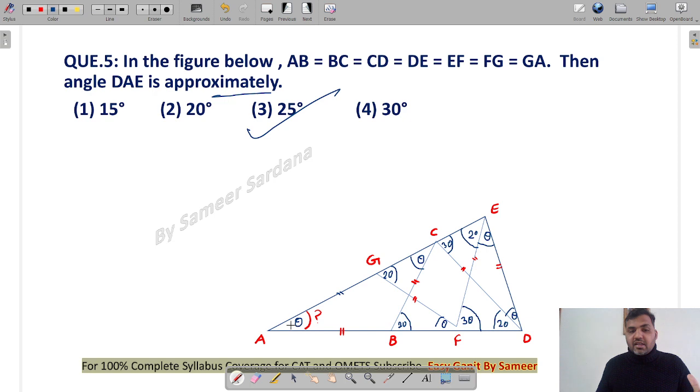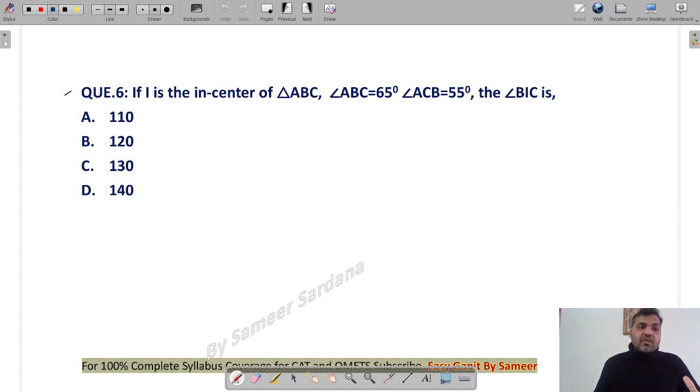Now you can see that theta plus 3 theta plus 3 theta is equal to 180. That is 7 theta is 180. Theta would be equal to 180 by 7. That is 25 degree.